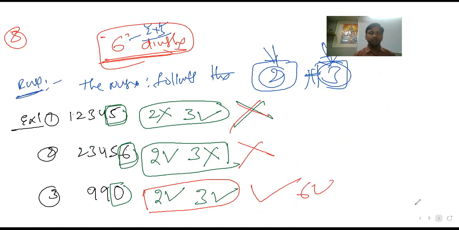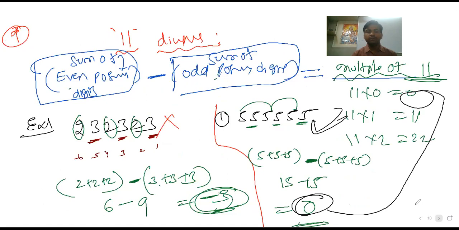For 6, the number must be divisible by both 2 and 3. If it is divisible by 2 but not by 3, or the other way around, it is not divisible by 6. Both must be satisfied. For 11, take the even position sum minus the odd position sum, or the odd minus the even. The result must be a multiple of 11. Then only it is divisible by 11.